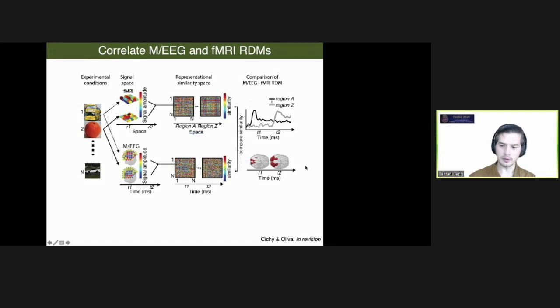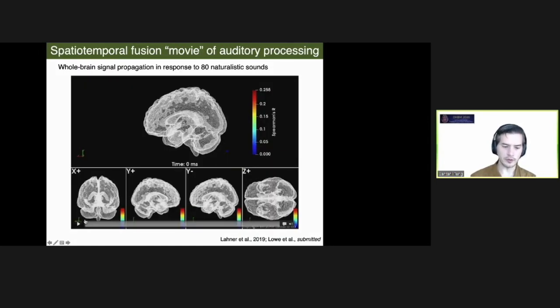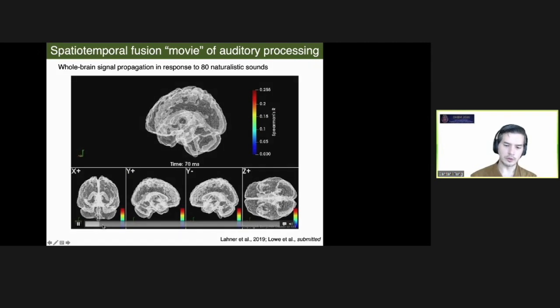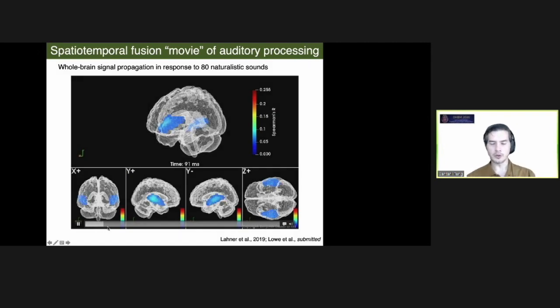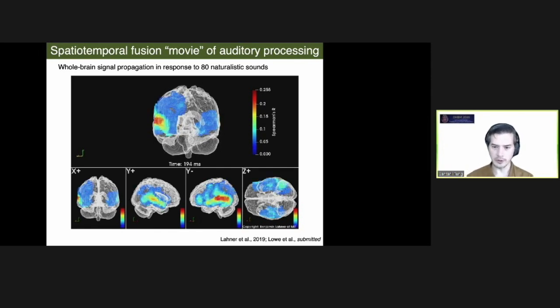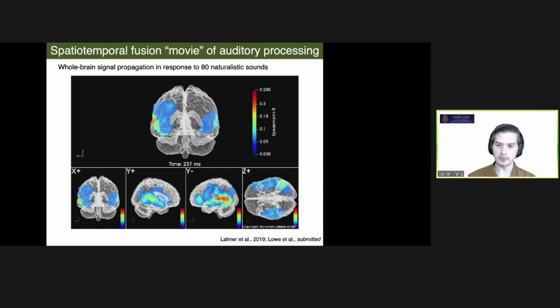So let's look at the movie visualization first. This is from our auditory data set. And you can see this thresholded movie shows the expected early superior temporal responses to our set of naturalistic sounds. And they propagate rapidly, anteriorly, superiorly, and posteriorly out beyond the temporal cortex and beyond classical auditory cortex.